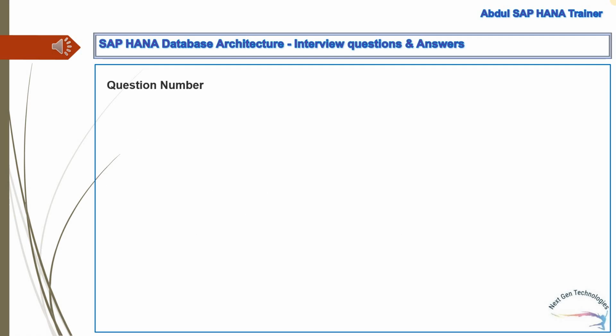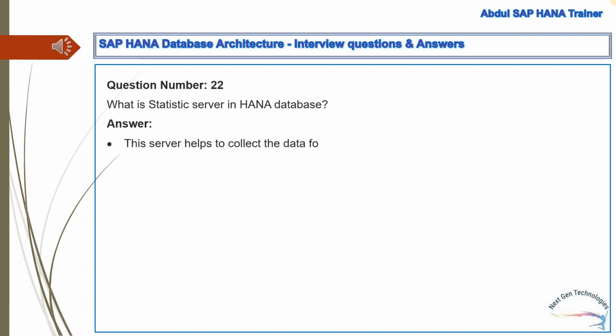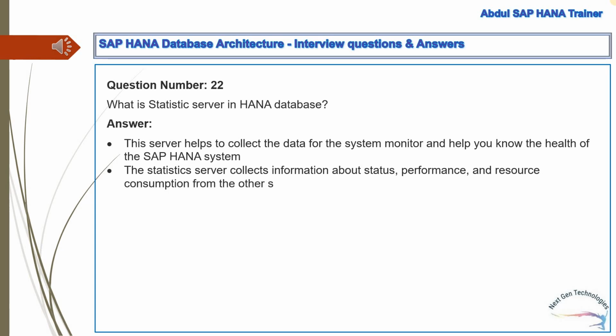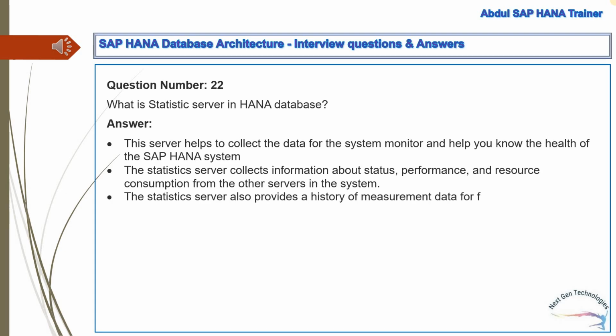Question number 22. What is statistics server in HANA database? Answer. This server helps to collect the data for the system monitor and helps you know the health of the SAP HANA system. The statistics server collects information about status, performance and resource consumption from the other servers in the system. The statistics server also provides a history of measurement data for further analysis. Statistics server is now merged into index and name server.